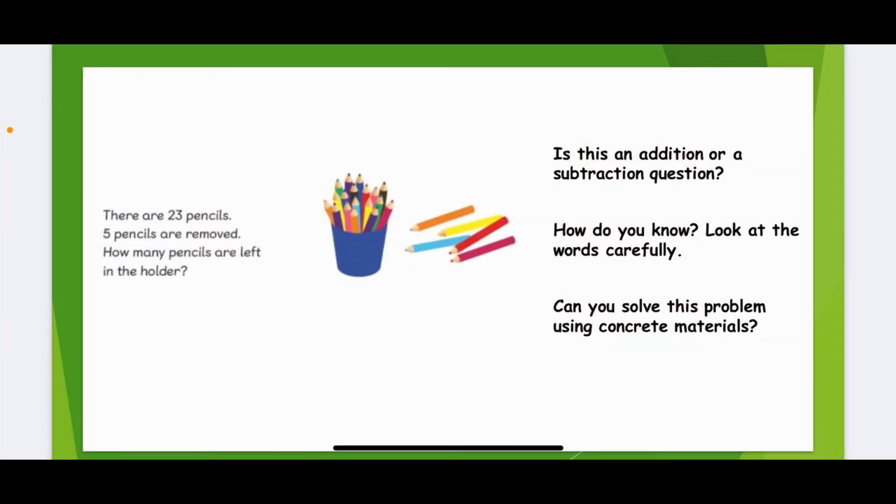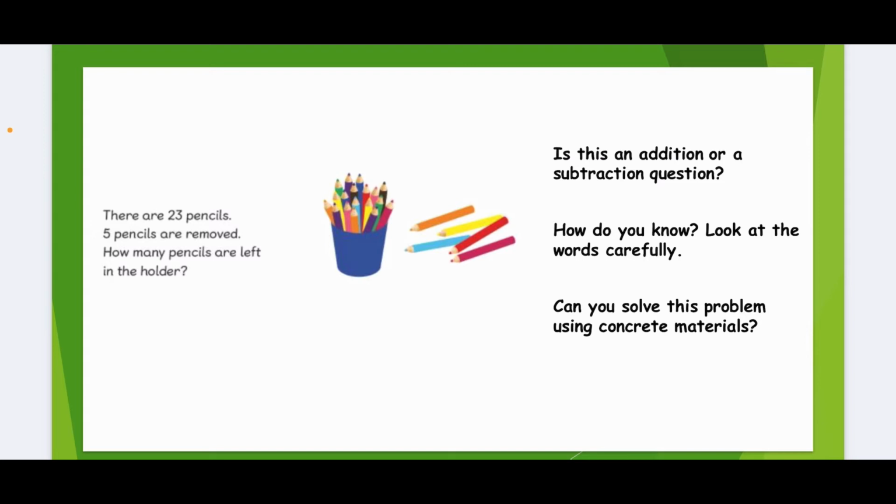So let's have a look at this problem here. There are 23 pencils, 5 pencils are removed. How many pencils are left in the holder? Is this an addition or a subtraction question? How can we work this out? We need to look carefully at the words used in the question. 5 pencils are removed. What does that word removed mean? It means they've been taken away. And we know that taking away something means to subtract. How many pencils are left? And that word left is also a key word in subtraction problems.